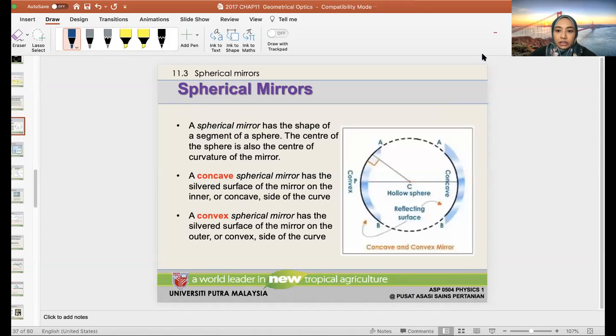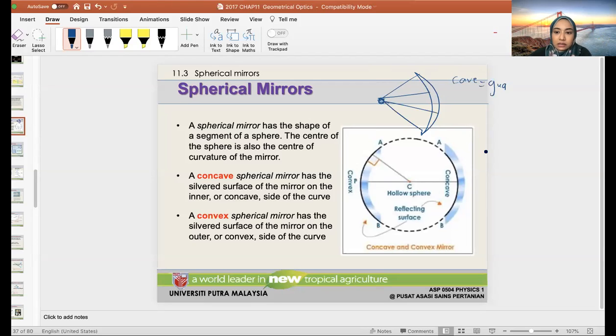Okay, basically concave means it caves in. Like cave, which means cave in Malay, right? Unless I got that wrong, but cave is cave, I think. So light will converge. Its shape is like a cave, so it will converge everything. It will try to compress. So concave converges the light.